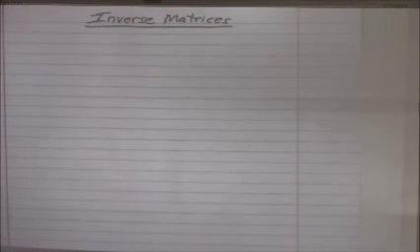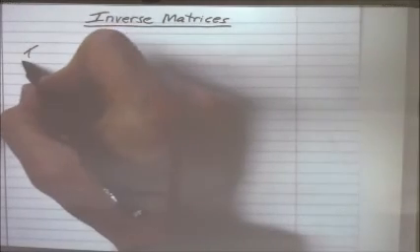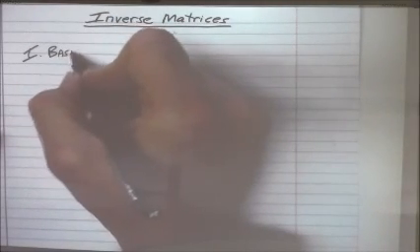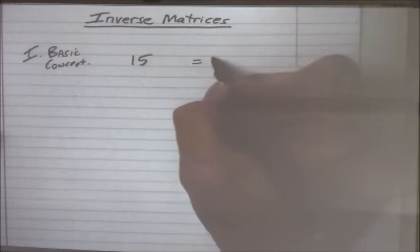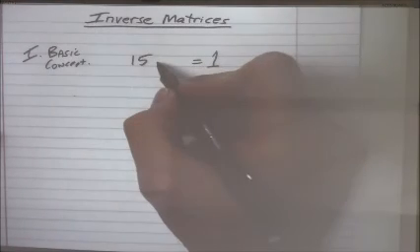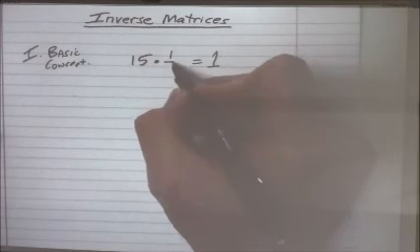Let's look at inverse matrices. The concept here is similar to what you have seen before with numbers. So let's talk about the basic concept. Take the number 15, and in order to make it equal to the number 1, which would make it an identity, you would multiply it by its reciprocal.